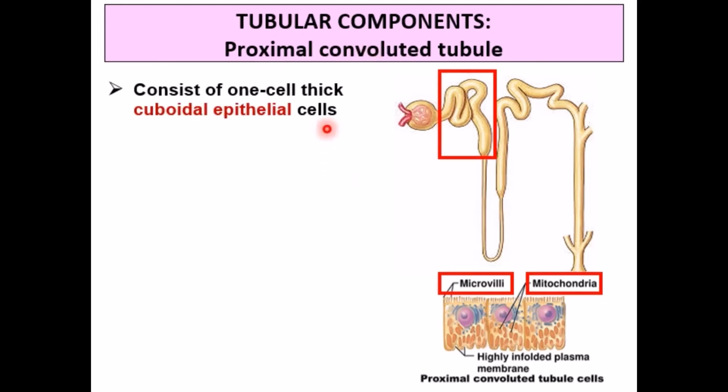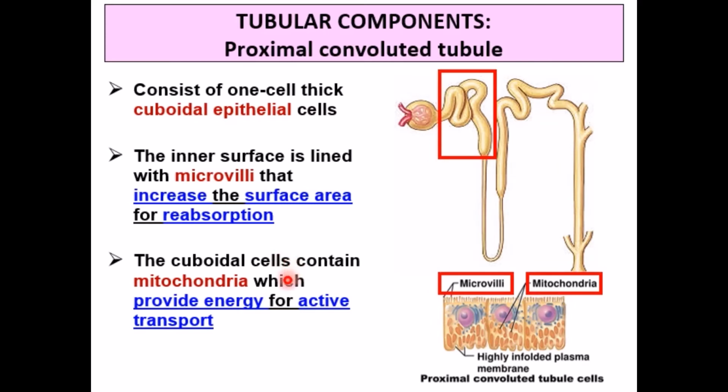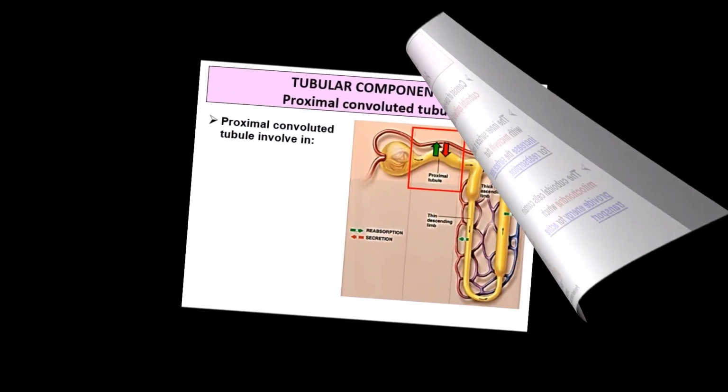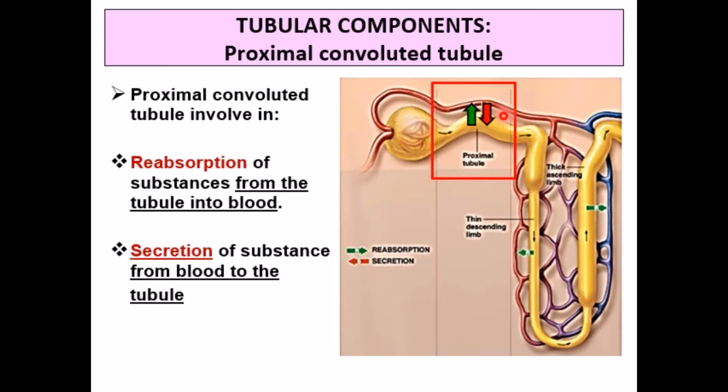It consists of one cell-thick cuboidal epithelial cells, and the inner surface is lined with microvilli that increase the surface area for reabsorption, and the cuboidal cells contain mitochondria which provide energy for active transport. The proximal tubule is involved in reabsorption of substances from the tubule into the blood and secretion of substances from the blood into the tubule.